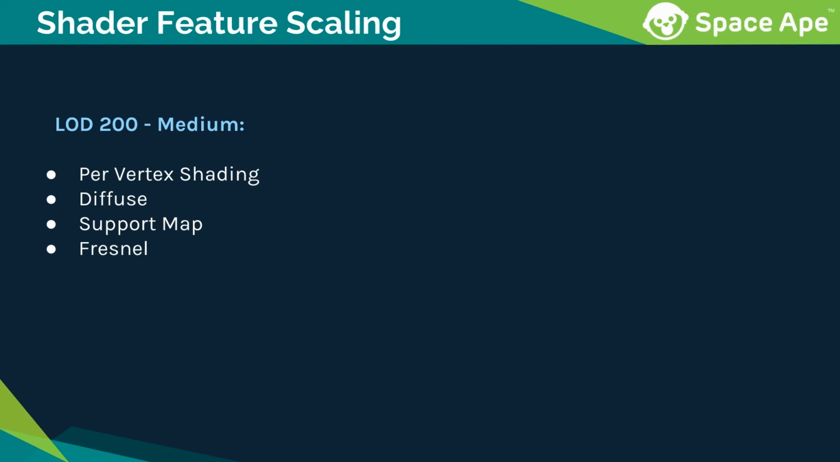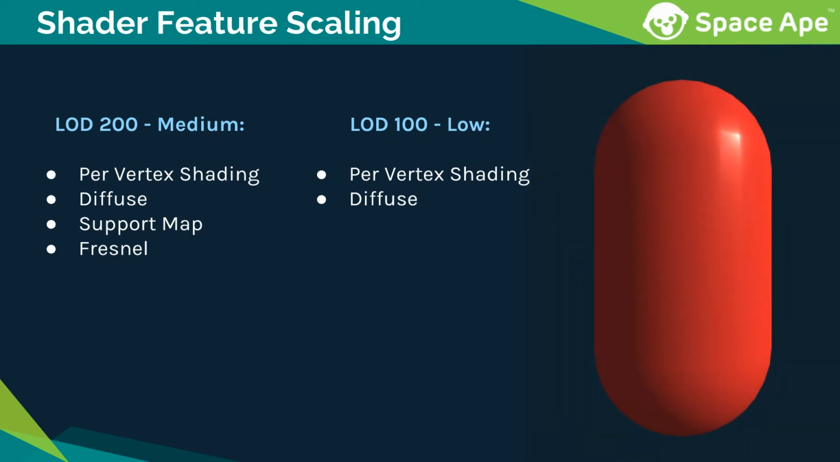Next, we have medium, so we removed some more features. And down to low, everything is calculated per vertex, not per pixel. And you can see the difference here. The specular highlight is quite angular, and that is because it's being calculated per vertex, and this is a fairly low poly model. And we go down to just diffuse lighting, and it's very basic, but it runs very, very fast.